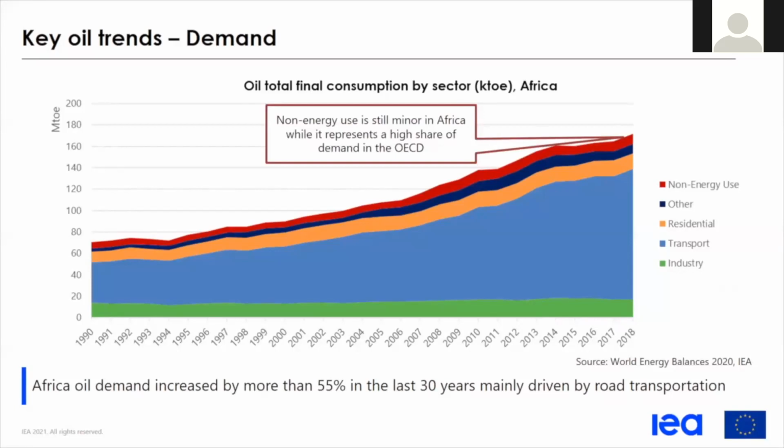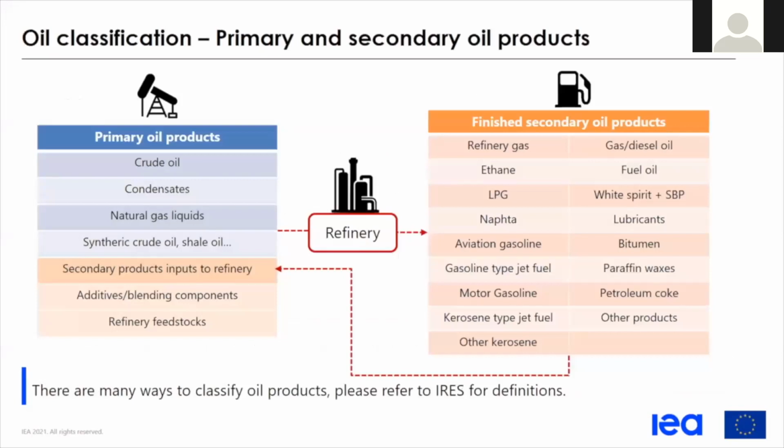So now that we discussed some key trends, let's have a look at how we classify those products in our methodology. So we try to distinguish between the products that feed the refinery and the products that come out of the refinery. So primary oil products, which are coming from natural resources, and finished secondary oil products, which are manufactured in the refinery. This is a rough definition, of course, because we have some of the output of the refinery that will be used later on as input of refinery.